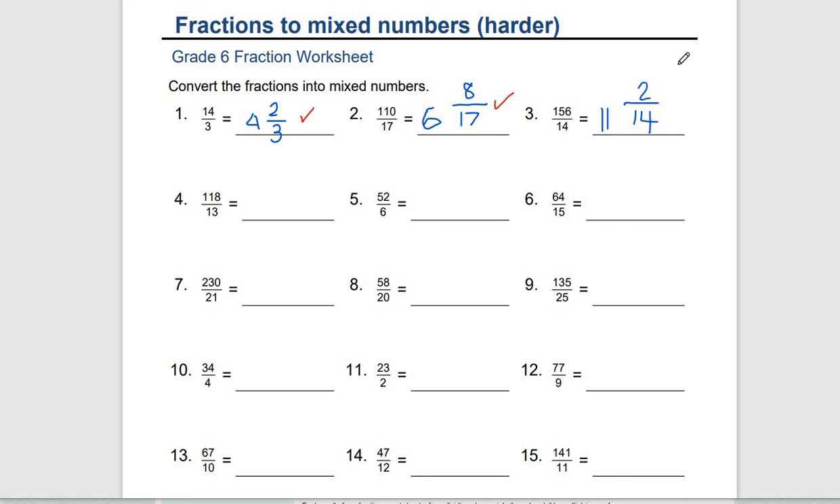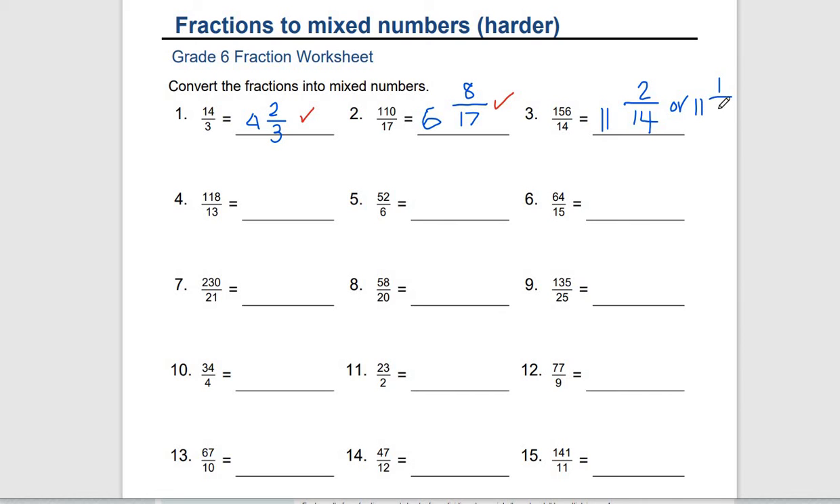But our numerator can also be 1, and our denominator can also be 7, because if we simplify it, we can divide both sides by 2, giving us a total of 11 and 1/7. Excellent job.